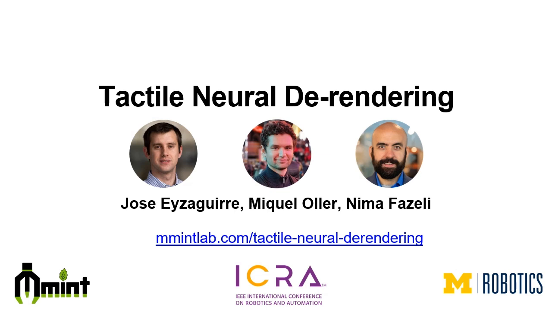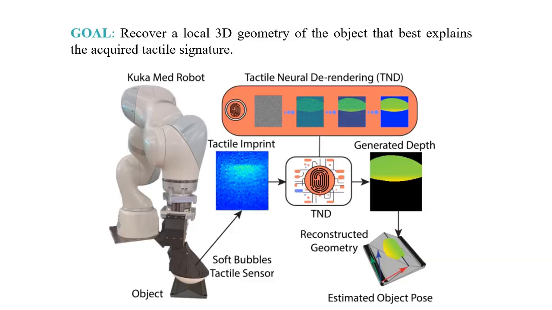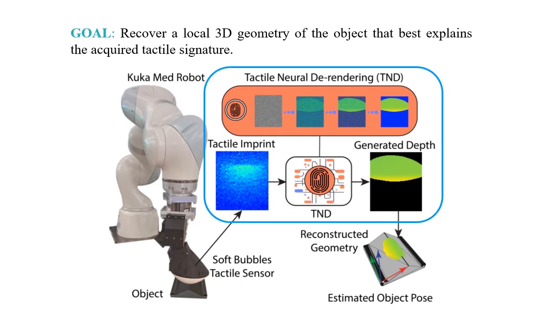In this work, we introduce tactile neural rendering, a novel approach that leverages a generative model to reconstruct a local 3D representation of an object based solely on its tactile signature. The goal of our work is to recover a local 3D geometry of the object that best explains the acquired tactile signature.